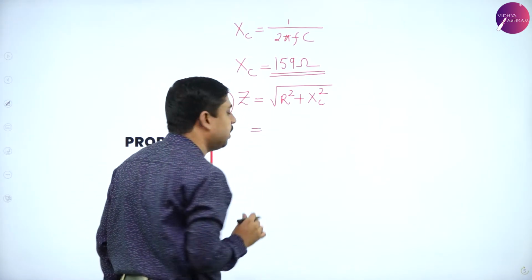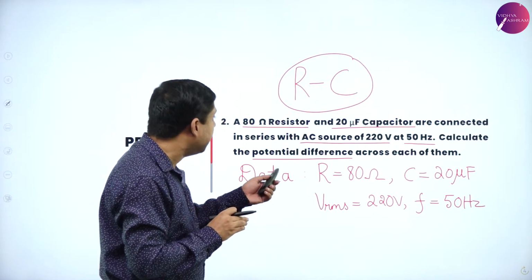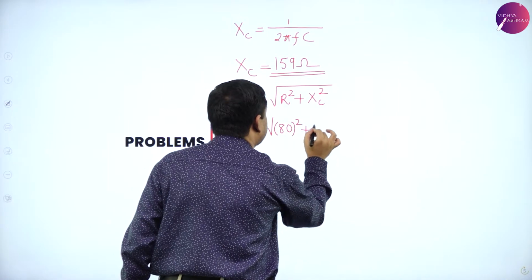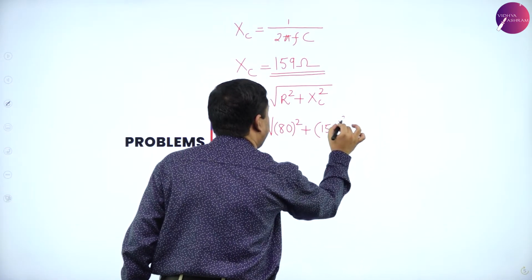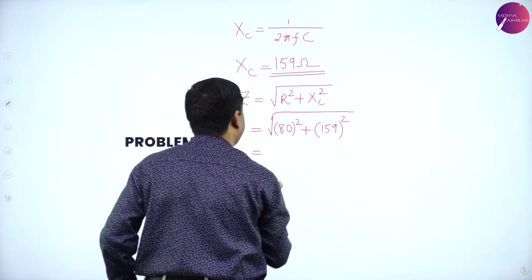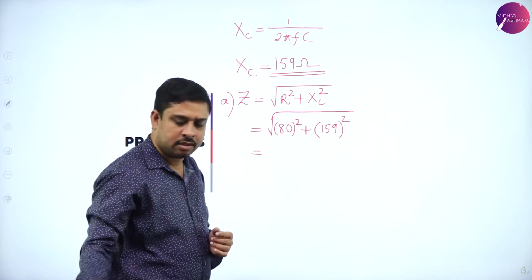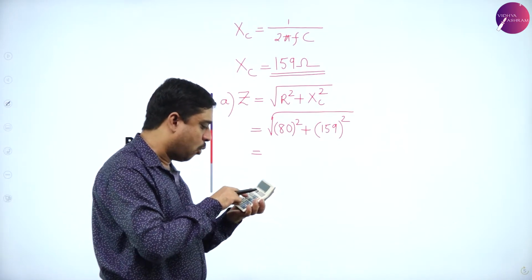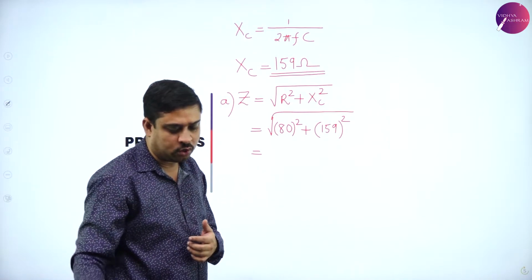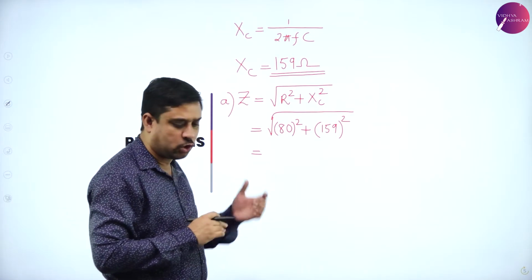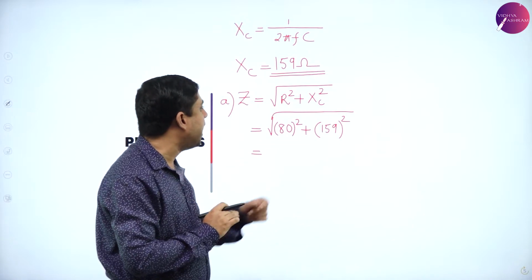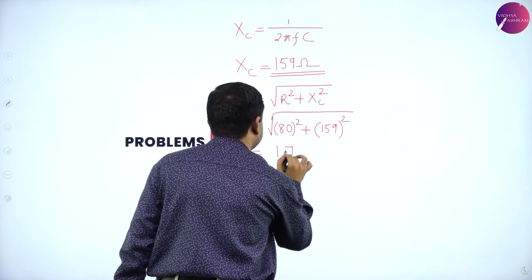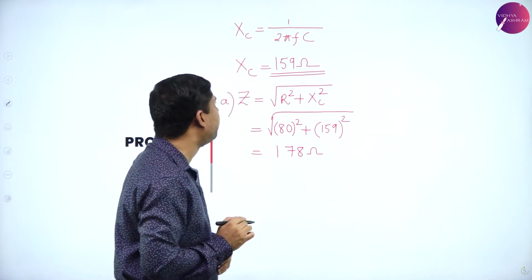So this is equal to, again, what is the value of R? 80. So this is root 80 square plus 159 square. So this turns out to be, again the square root and the squares get cancelled, so we have 80 plus 159, which is 239, nearly 178 we get. So when we simplify 80 square plus 159 square, you get nearly 178 ohms.